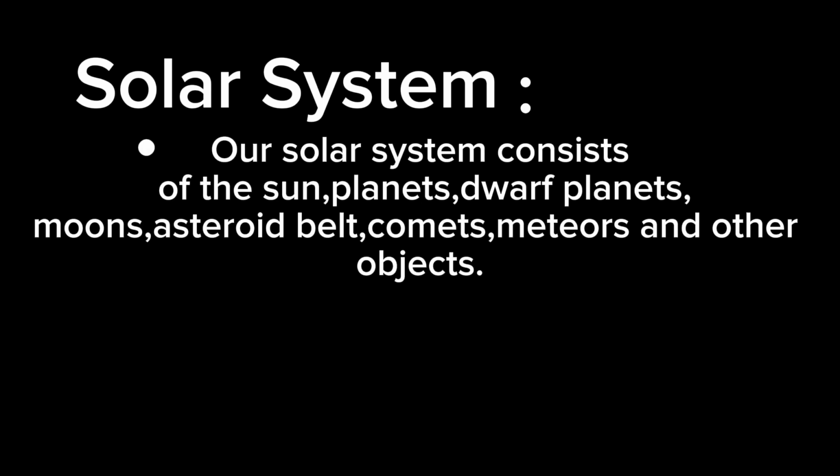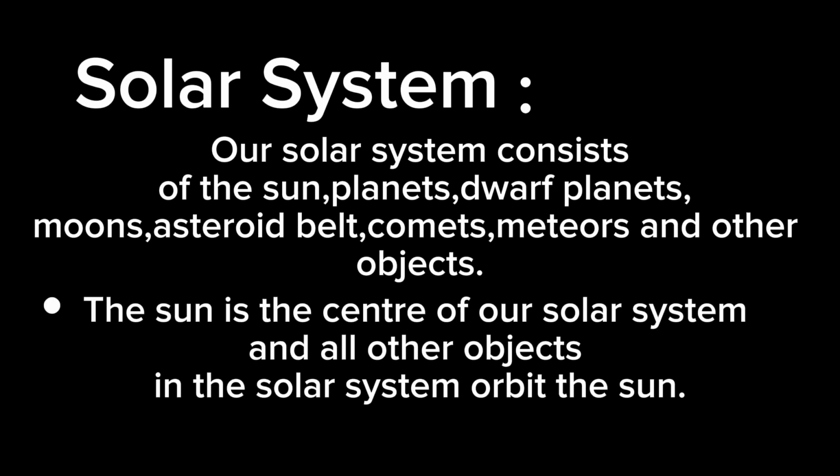So let's start with the term solar system. Our solar system consists of the sun, planets, dwarf planets, moons, asteroid belt, comets, meteors, and other objects. The sun is the center of our solar system, and all other objects in the solar system orbit around the sun. This is the heliocentric model of the solar system.